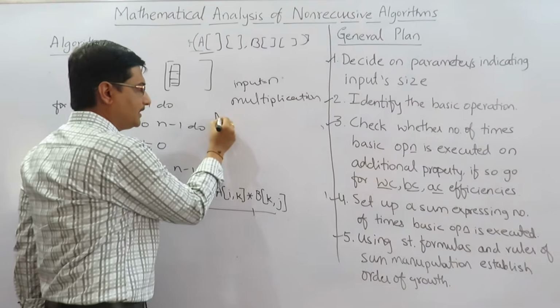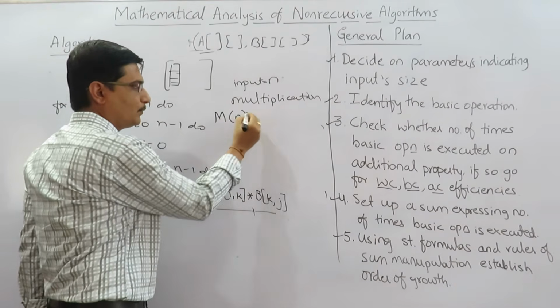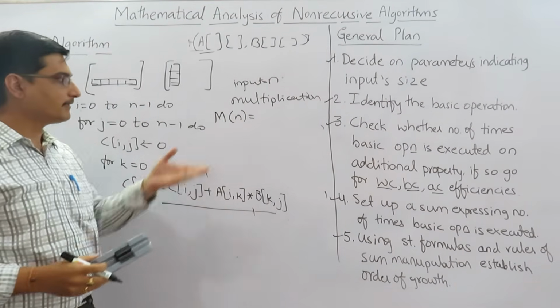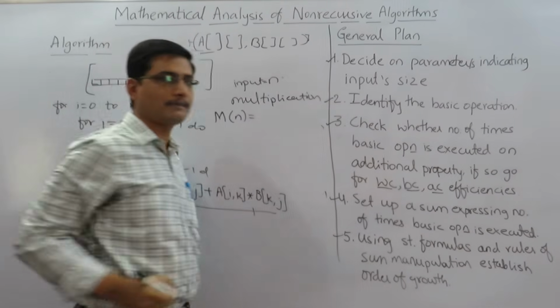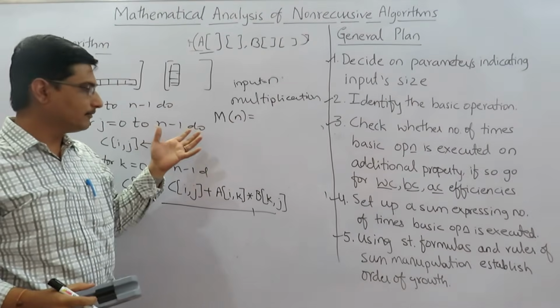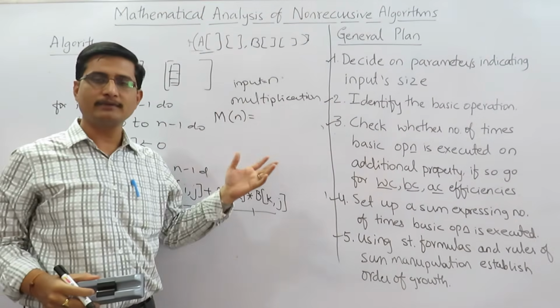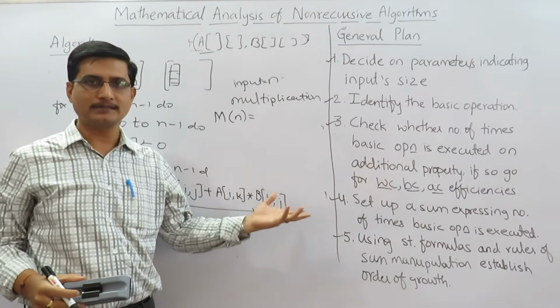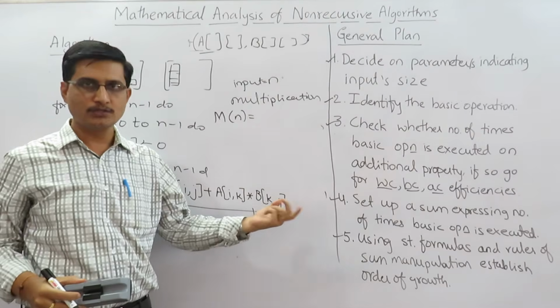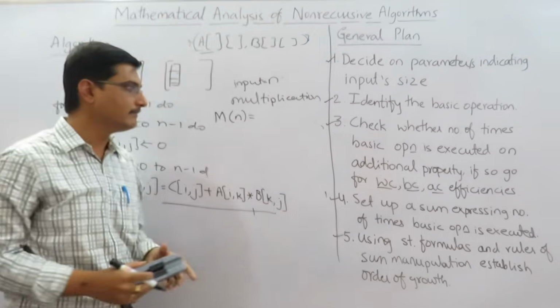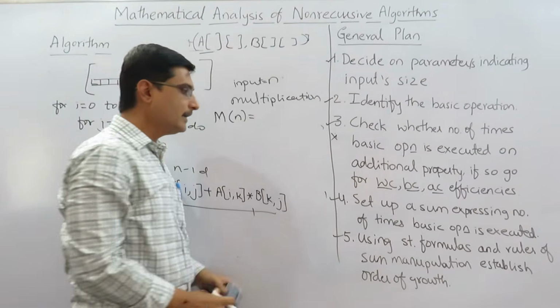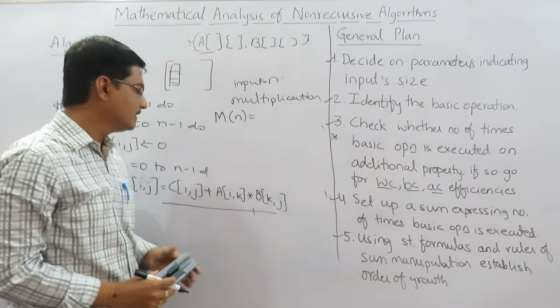Say M of n indicates the number of times the multiplication is going to happen. We need not go for the third step, because whatever the matrix is, we will go through the complete two matrices to find the product of these two. So there will not be any worst case, best case, average case. So we need not go for this step; directly we can go for the next step.